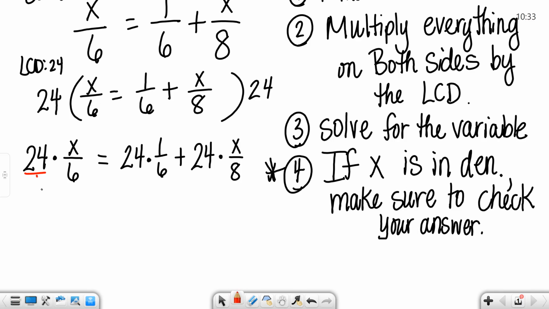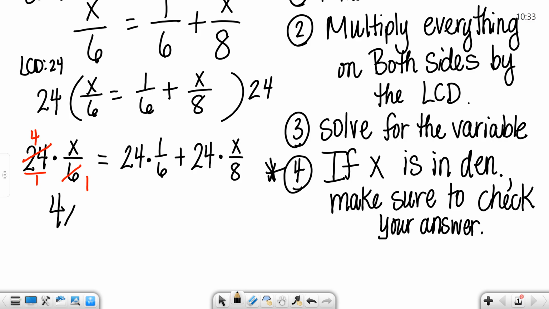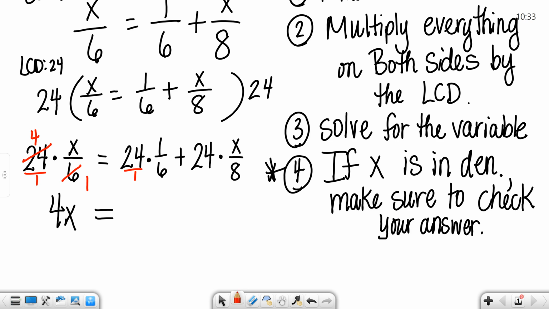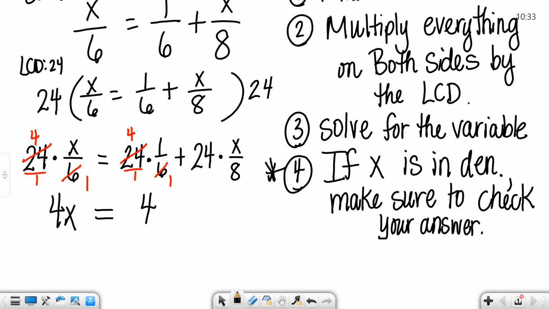I need to think of this as having a 1 in my denominator. 6 goes into itself once. It goes into 24 4 times. That leaves me with 4x divided by 1, which is 4x. Yay, the fraction is gone. Bring down my equal sign. Put a 1 up under that 24, so I have my fraction. 6 goes into itself once. It goes into 24 4 times. 4 times 1 leaves me with 4 divided by 1, which is just 4.